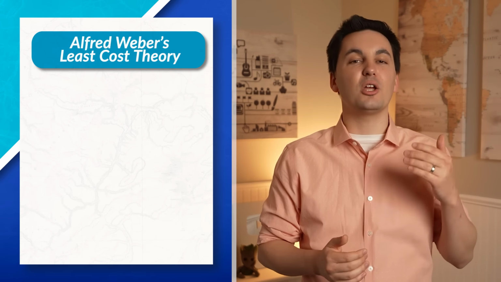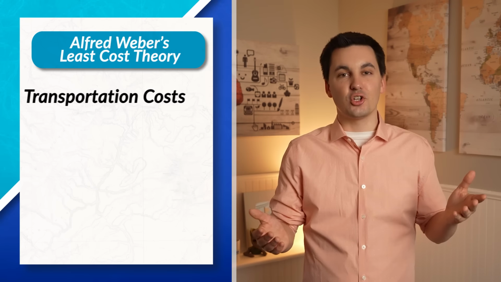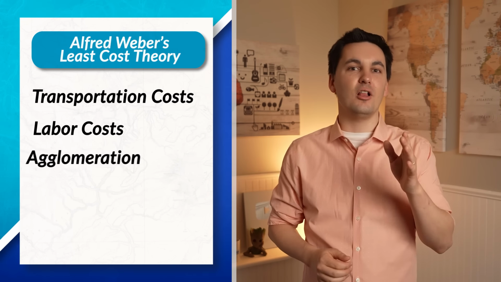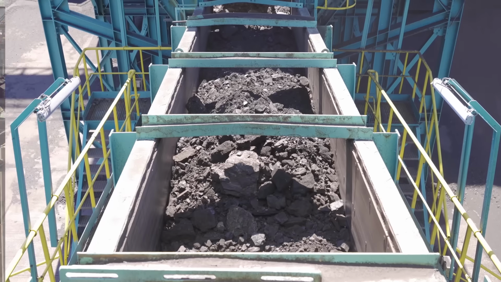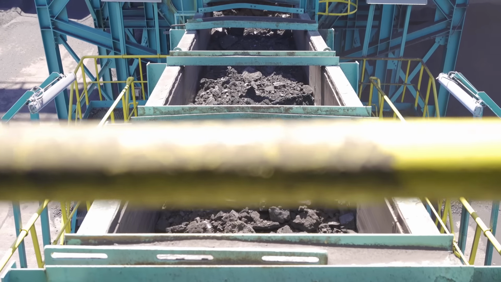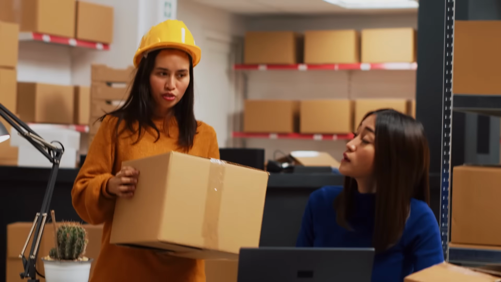Now, since we're on the topic of production, we also need to review Alfred Weber's least cost theory, also known as the theory of industrial location. The theory looks at how the location of an industry is influenced by three main factors: transportation costs, labor costs, and agglomeration. Transportation costs are shipping costs connected to the moving of resources and materials for producing a good and shipping the final product to the market.